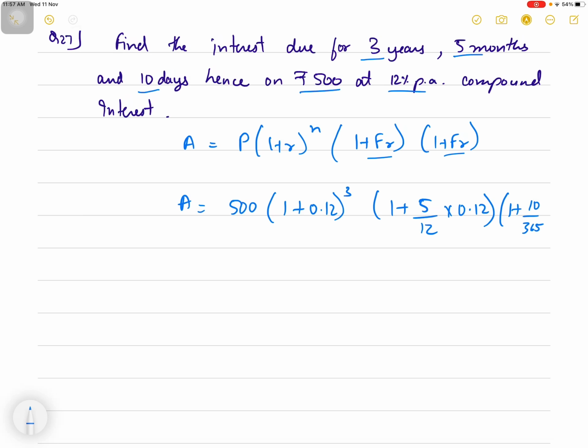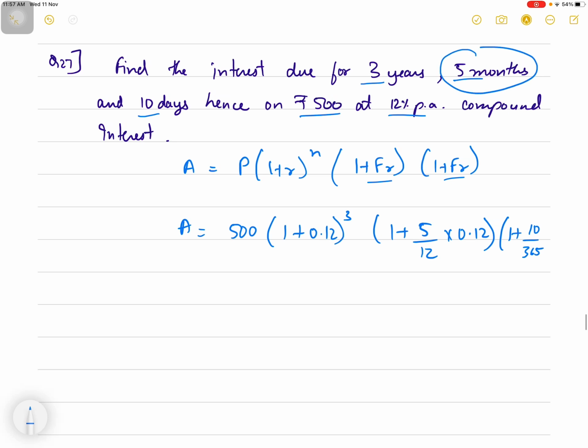Okay. So when you are taking 5 months, because there are 12 months in a year, so 5 by 12. And 10 days. For 10 days you will take 10 by 365, because there are 365 days in 1 year. So 10 by 365 multiplied by 0.12. So 500 into 1.12 raised to 3.